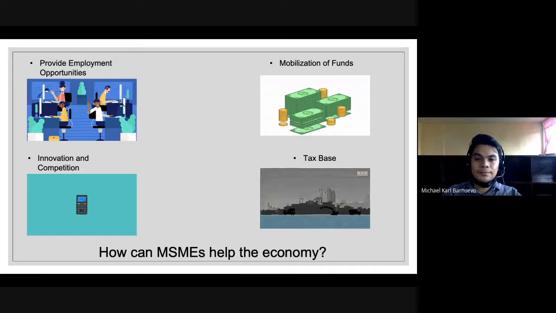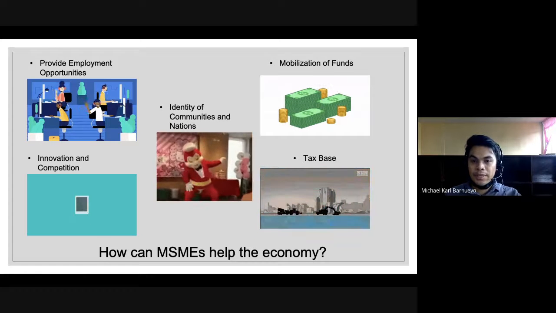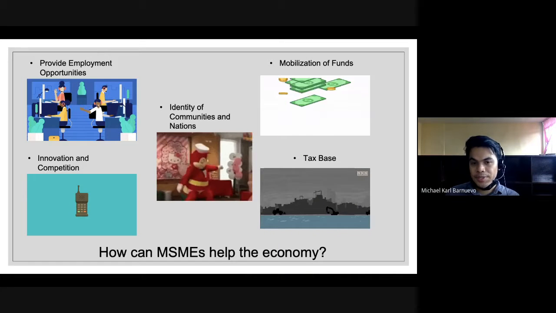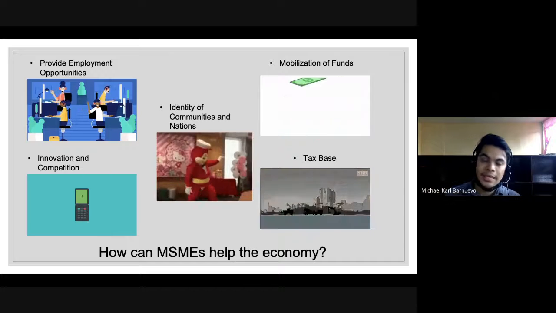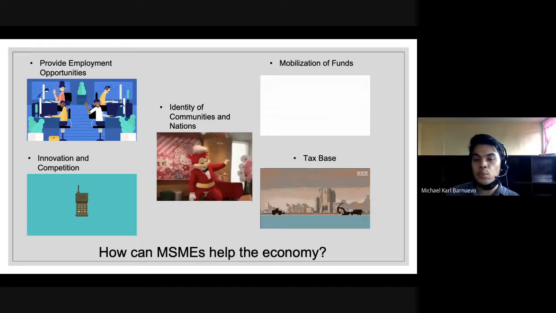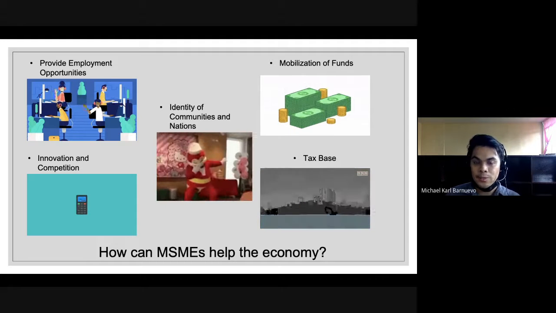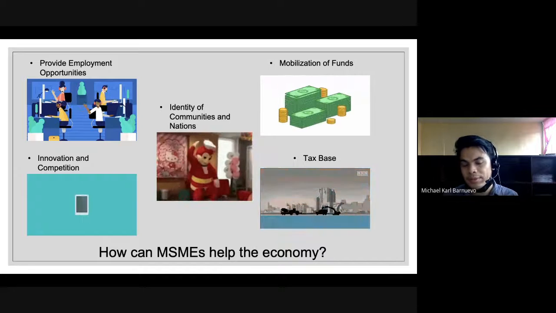And last is we have now the identity of communities and nation. Eventually, you are a small business, then you will become a large company, a global company. The world will know about your product and the world will know about your origin. So, dala-dala mo pa rin yung Philippines. An example of this is Jollibee.